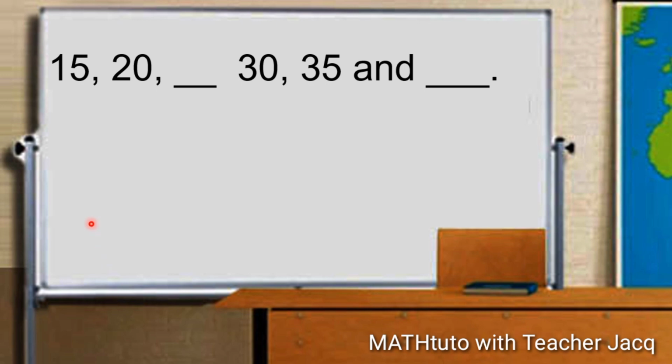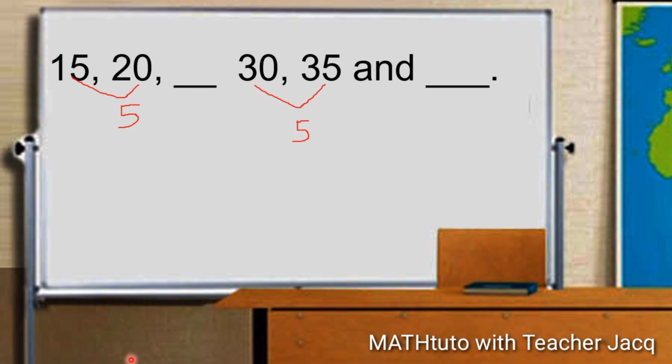Let's have our first given. So we have 15, 20, blank, 30, 35, and blank. The first thing that we need to do is to get the difference of the consecutive terms. Let's do it. 35 minus 30 is, correct, 5. And 20 minus 15 is 5. So now, observe the difference that we got. Parehas na 5. So, ang ginamit sa pattern ng ating sequence ay nag-a-add ng 5 sa bawat term para makuha yung next term.